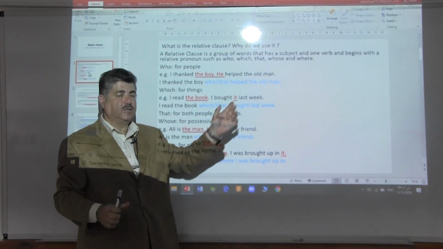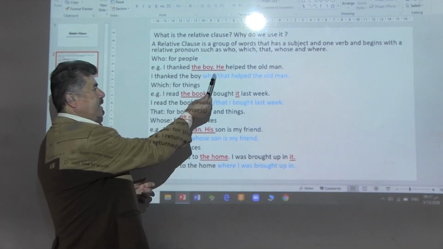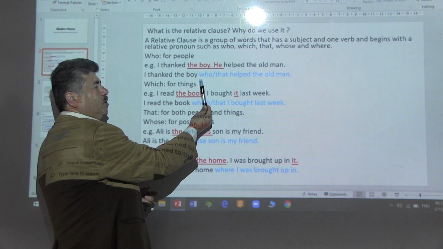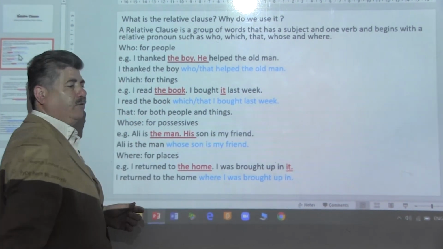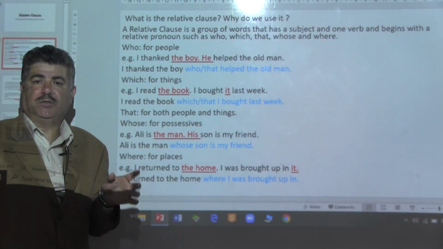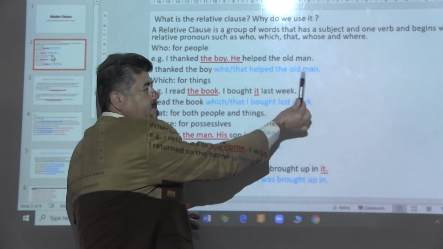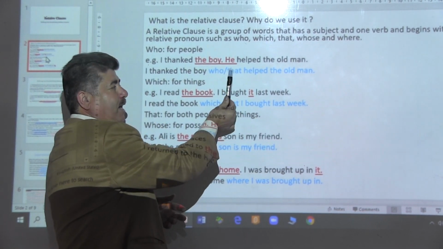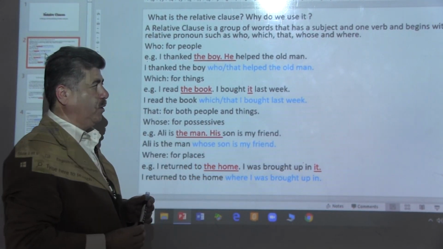Now this is just one sentence. We formed this sentence by joining the two sentences into one sentence. From who here till the end, this is called relative clause. Who alone or that alone is called a relative pronoun. So this is the relative clause, a group of words that has a subject, has a verb, and begins with a relative pronoun.